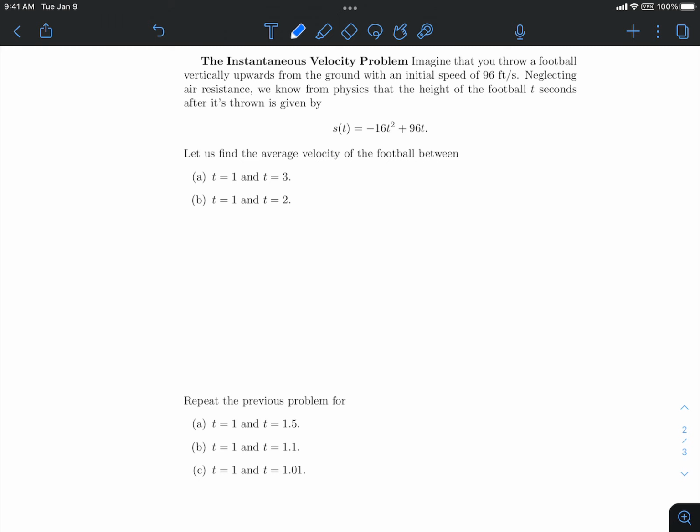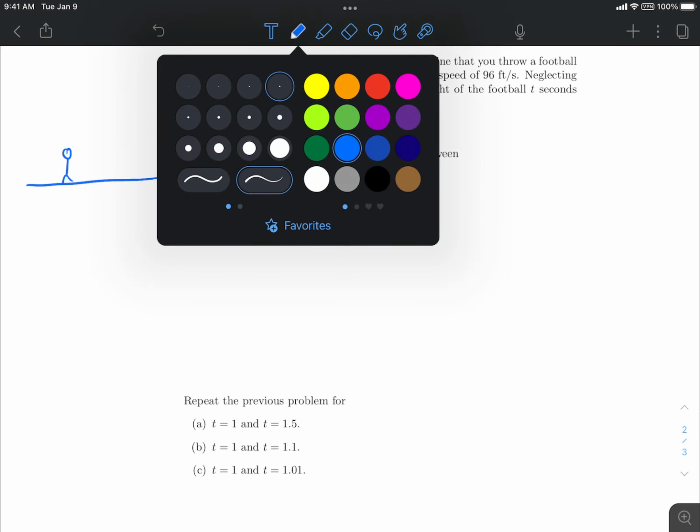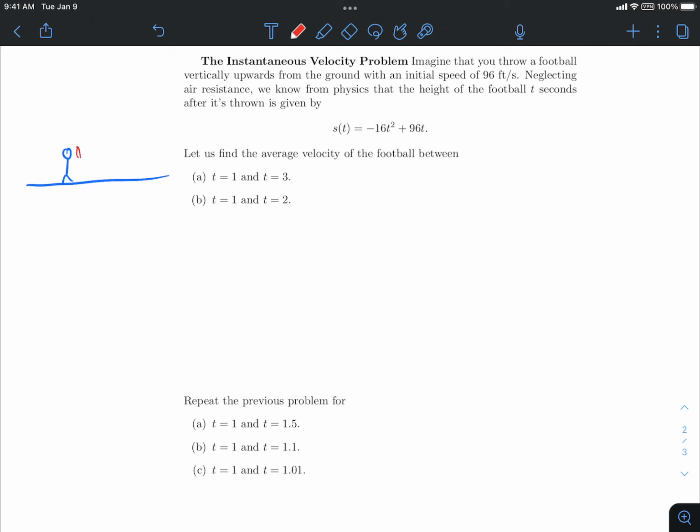Now, the instantaneous velocity problem goes more or less like this. Imagine that you throw a football vertically upwards from the ground with an initial speed of 96 feet per second. So the situation is like this: someone's standing on the ground, and they throw a football up. The football is certainly going to travel upward, then fall again, right? So that's going to happen.